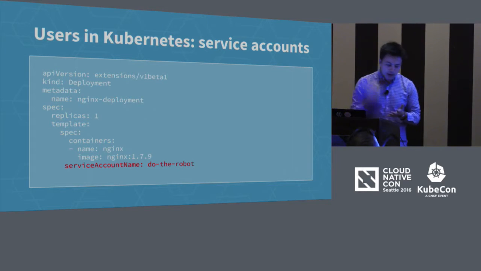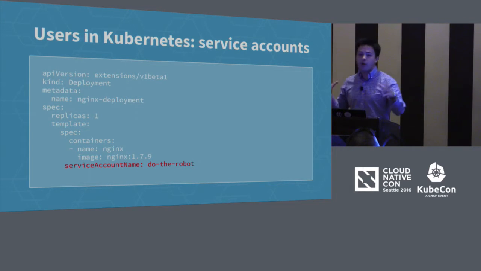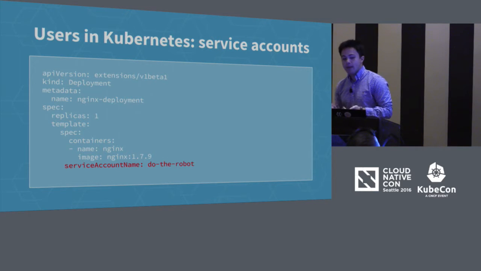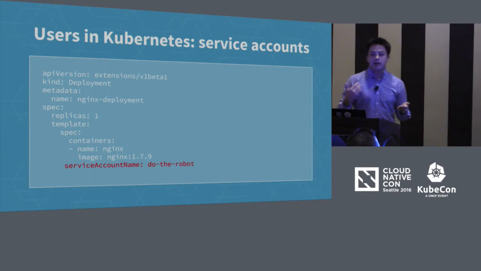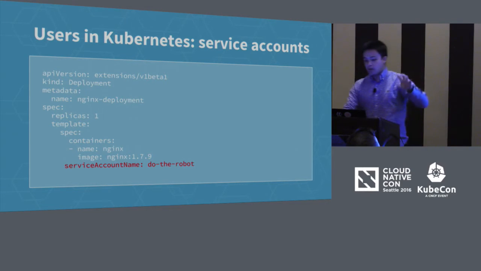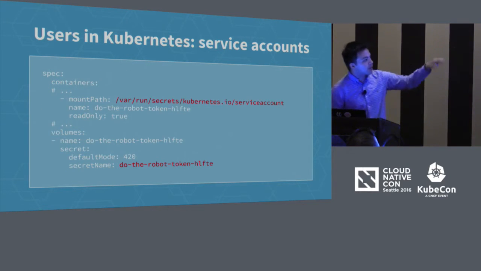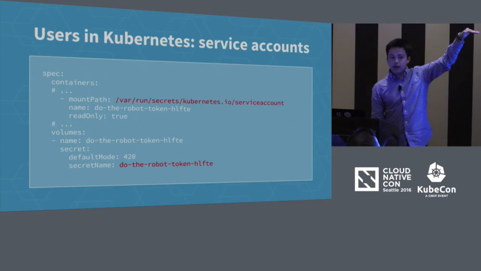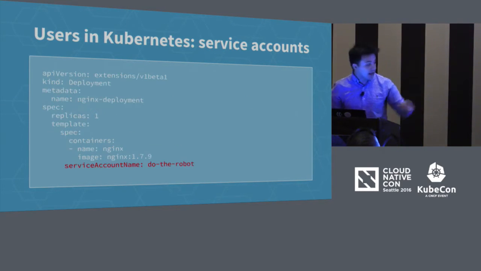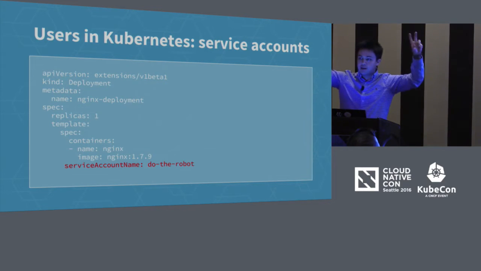Service accounts are used to give all of the pods running in Kubernetes identities. When you create a service account, you can then associate it with a pod running in a cluster. You give it a name, and what that will do is mount the secret into your Kubernetes pod. If you do not give it a name here, it'll just default to the default service account in your namespace.